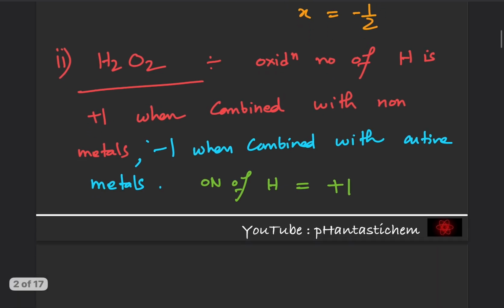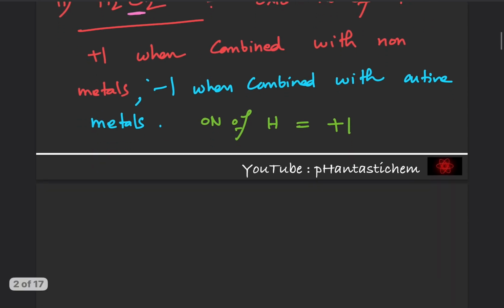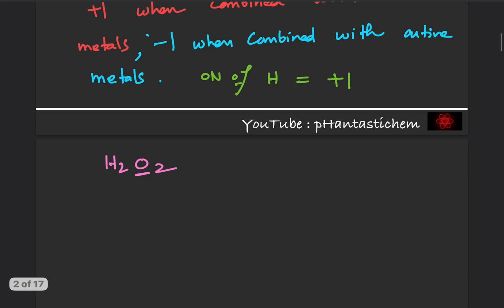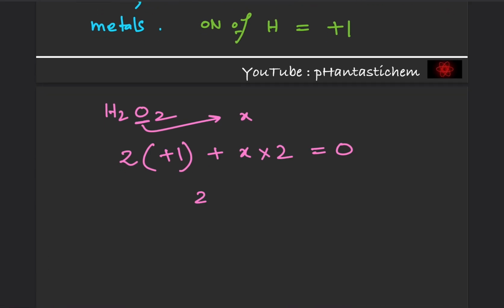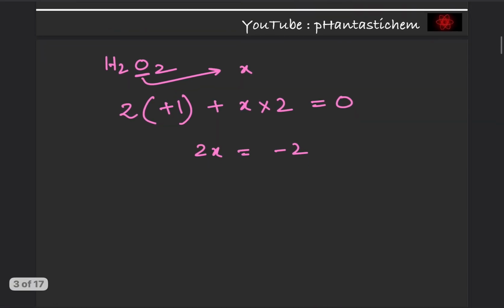and we have to calculate the oxidation number of O in H2O2. Okay, so in H2O2 we have to calculate it for the O. For hydrogen we know it is already +1, so there are two such hydrogen atoms, so 2 into +1. And let us say for O it is X, so X into 2 will be equal to 0. Overall charge is 0, so 2x will be equal to -2 and x will be equal to -1, right? So oxidation number of O in H2O2 is -1.